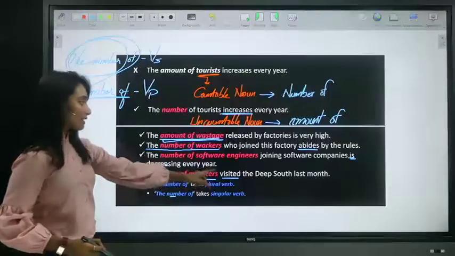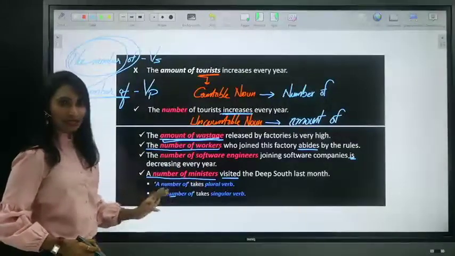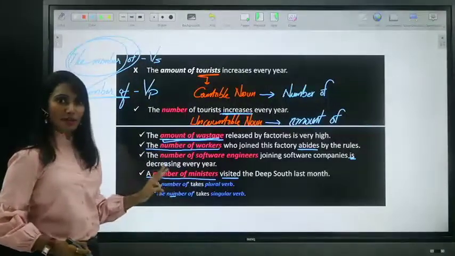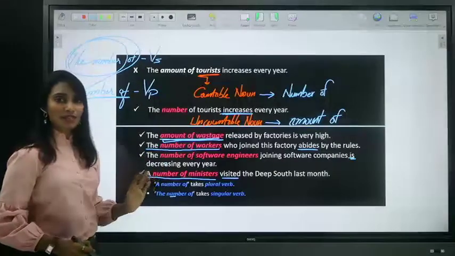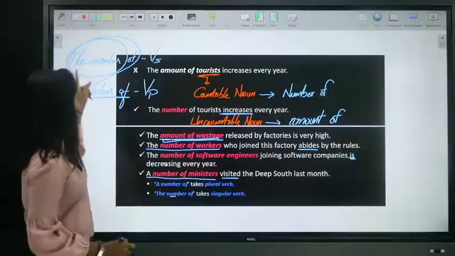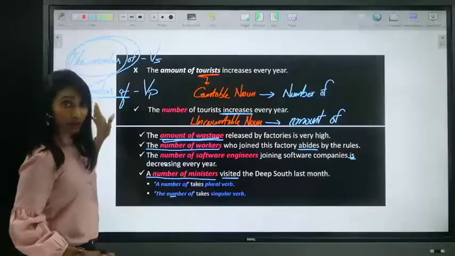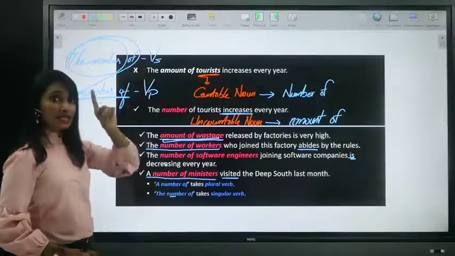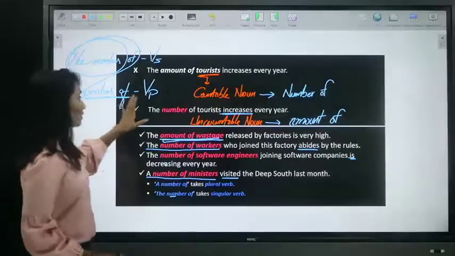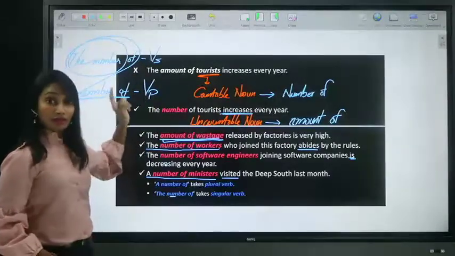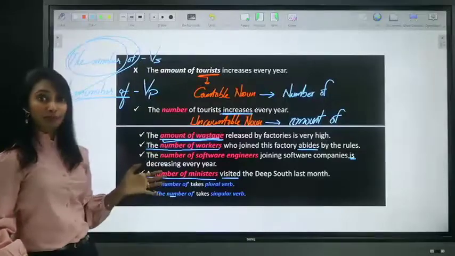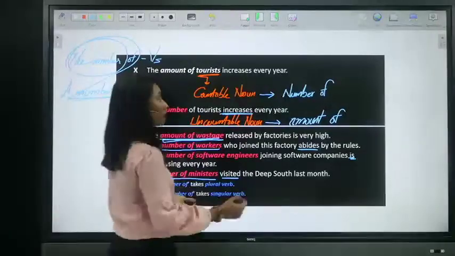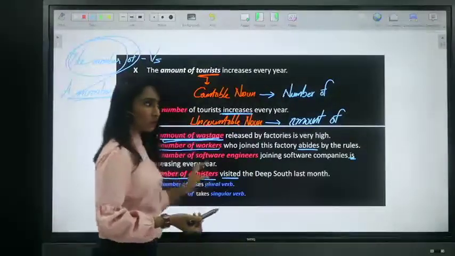So remember guys, here visited is in past tense. In past tense, for both singular and plural, the form is the same. Only in present tense can we differentiate. But do remember a number of, the number of. The number of takes singular verb because its sense is single. A number of takes plural verb because its sense is plurality, with the meaning of a lot of or many. So hope it is clear.